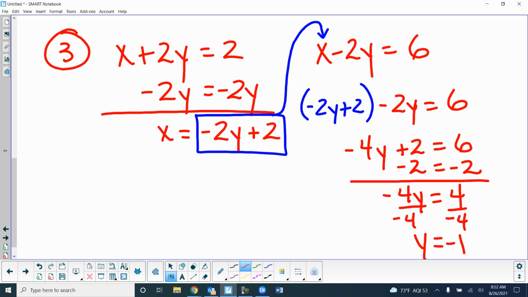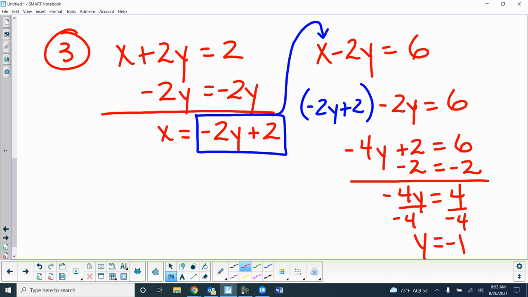Am I finished solving this system? Mason? No. Why not? Because you still have to put the y back in. Now you've got to figure out the x, right? To solve a system, you need to find what x value and what y value works in both equations, right? To make it a true statement.